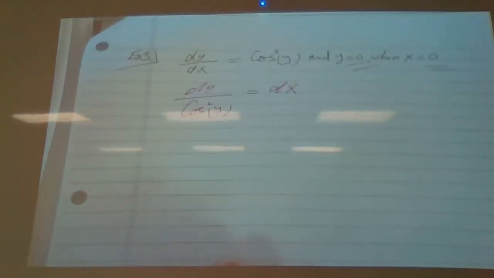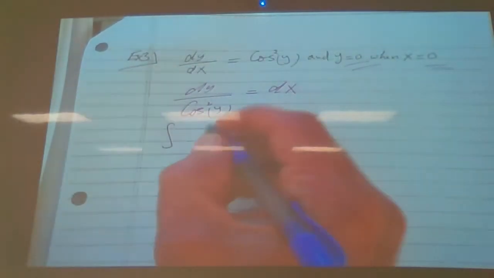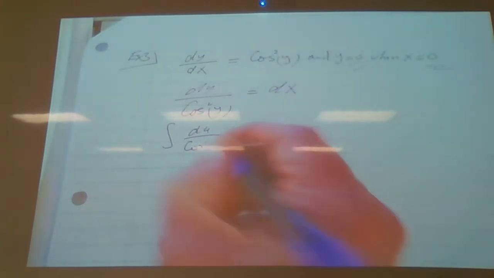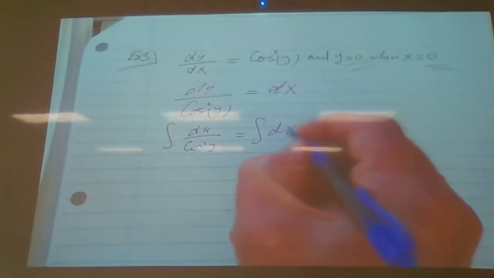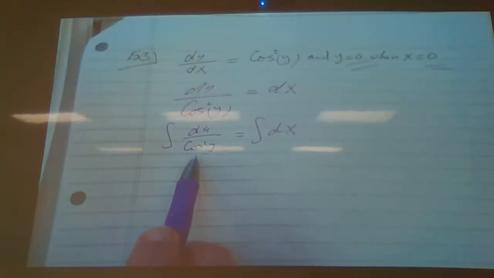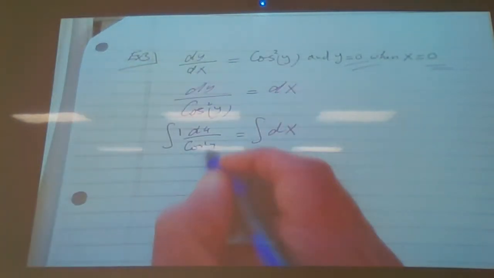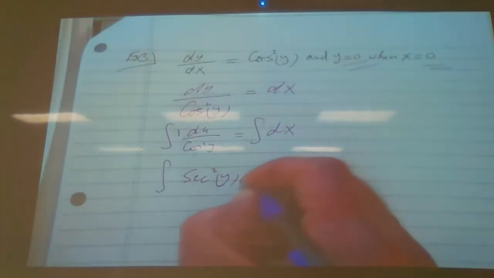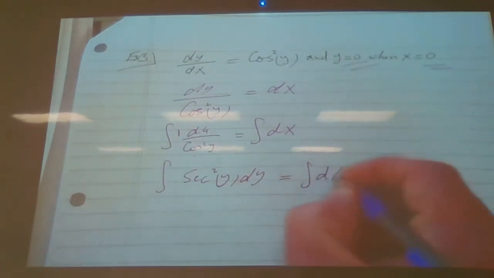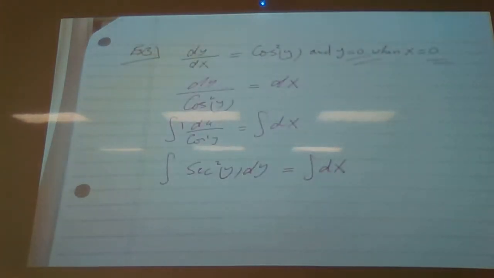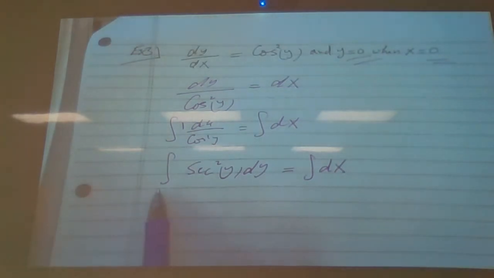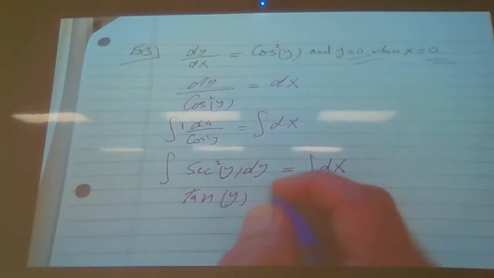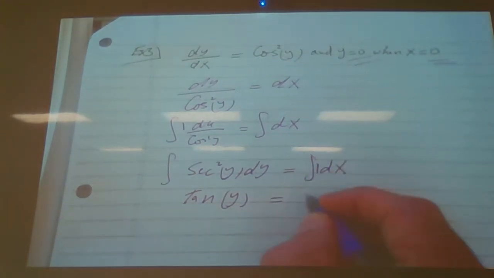Well, then once you separate the variables, you integrate. So I have the integral of dy over cosine squared y is equal to the integral of dx. Well, this one here is 1 over cosine squared, which is secant squared. And just by recognizing that, it makes it so much easier because we know what the integral of secant squared is. That's a tangent. So that's tangent y, and the integral of 1 dx is x plus c.